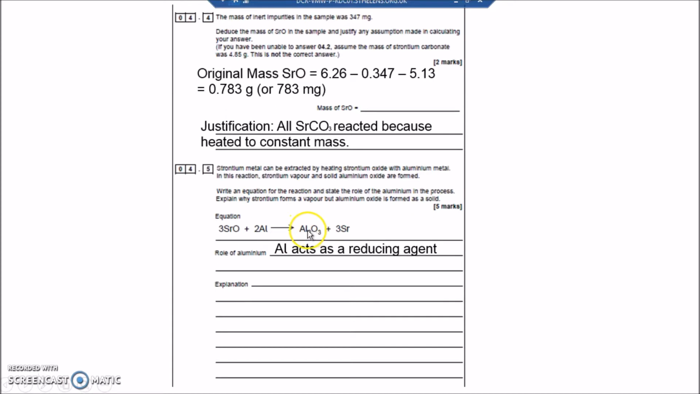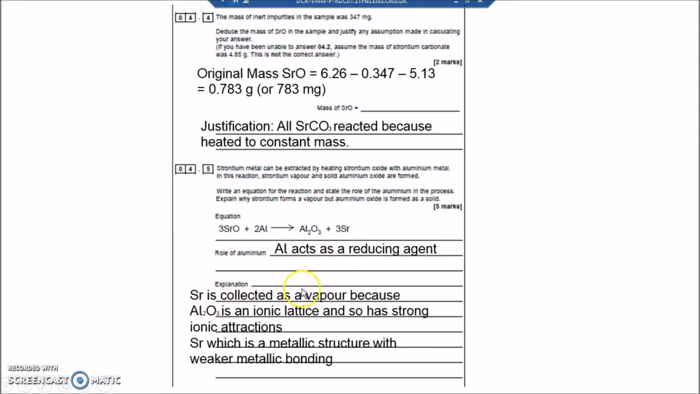Explanation of why this is a solid and this is a vapour. Well, this is ionic, so it's got 3 pluses and 2 minuses. It's an ionic lattice. It's got ionic bonding, whereas this is a metal on its own. It's got metallic bonding with weaker bonds. So Sr is collected as vapour because Al2O3 is an ionic lattice with ionic bonding, strong ionic bonding, whereas Sr is metallic with weaker metallic bonding.